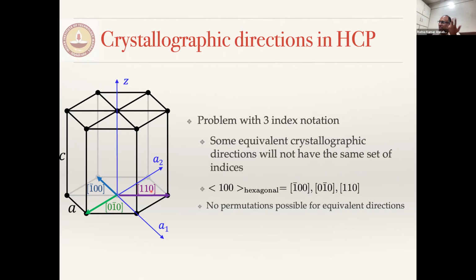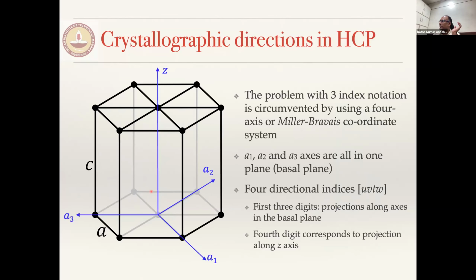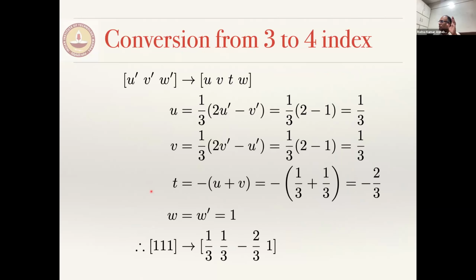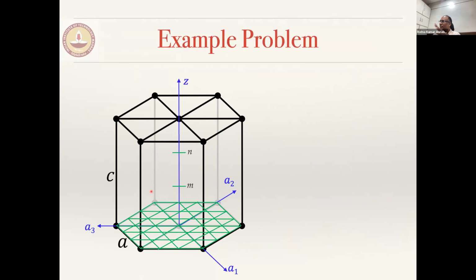So in order to avoid that confusion, in the crystallographer's language, people said that for the hexagonal system you use a 4 index notation, which will allow you to have the same set of indices when you are representing an equivalent direction. So let us now look at this particular scenario.